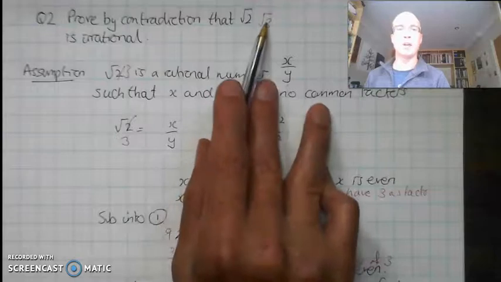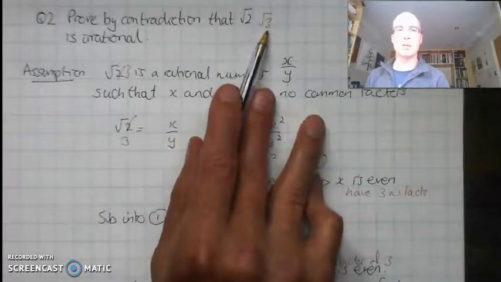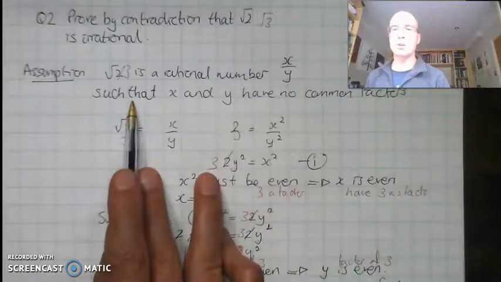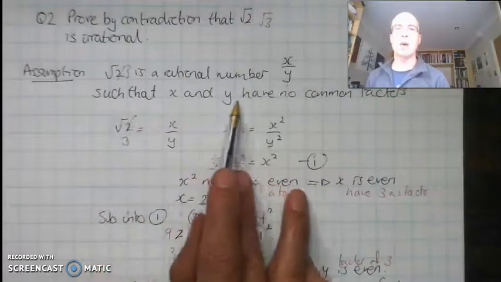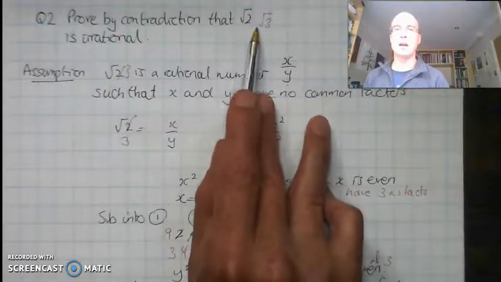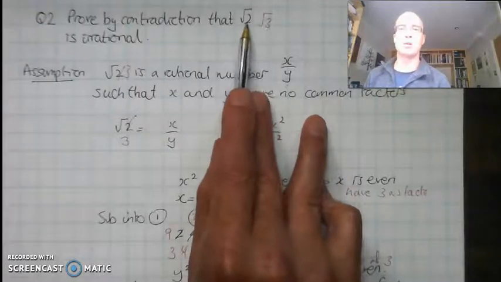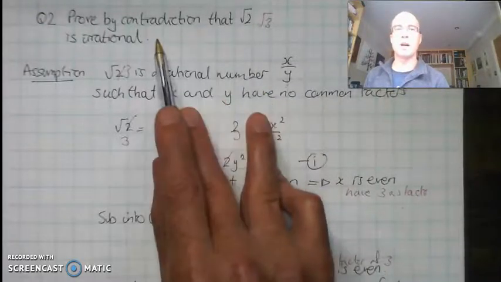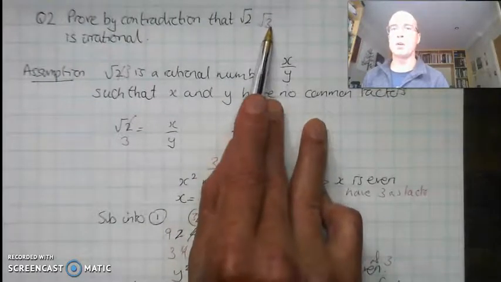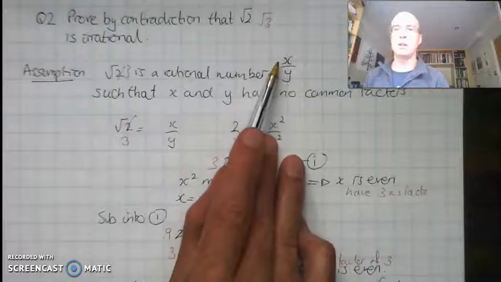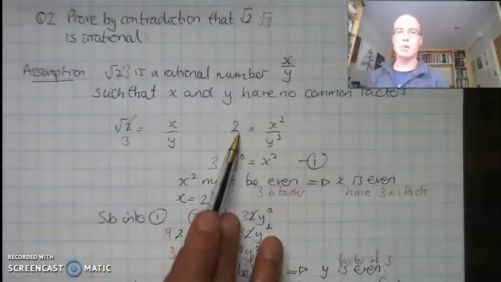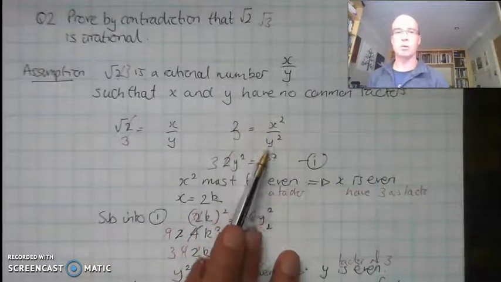So for root 3, we're going to replace our 2 with 3, so we get root 3, rational number. Same assumption that we're going to try and contradict. X and y have no common factor. That common factor is always going to be the number within the square root. So to prove that the square root of 2 is irrational, we end up proving that 2 is a common factor of my x and y. When we've got square root of 3, we end up proving that 3 is a common factor of x and y. Because we do the same thing, we square, we get 3 is equal to x squared over y squared.